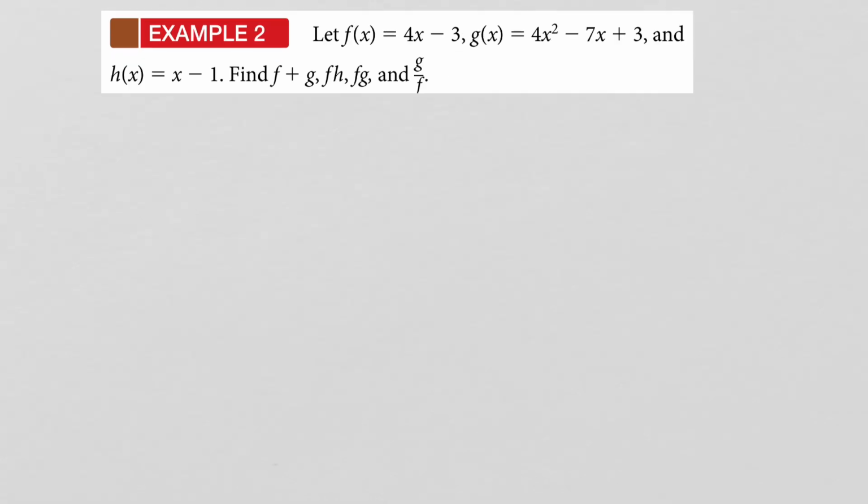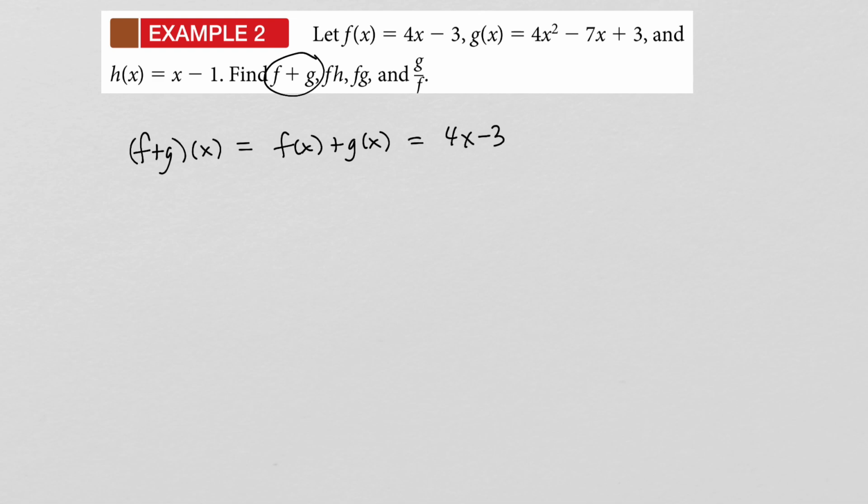So in the next example, more of the same. Here we have three functions, f, g, and h. In the first problem here, we want to find f plus g, which of course means f plus g of x, which is defined to be f of x plus g of x. And that is 4x minus 3 plus 4x squared minus 7x plus 3.